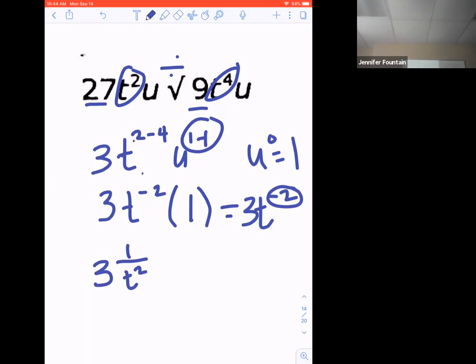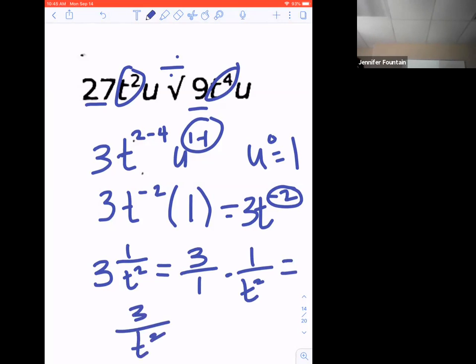But do we have to do that? The only time you have to do that, listen up please, is if it says to express all answers in positive exponent form. So if my direction said my exponent has to be positive, then that's the same as 3 over 1 times 1 over t squared. So this is actually 3 over t squared, which is writing that with a positive exponent. If the directions say to leave it in positive exponential form, then you do have to take the reciprocal. So you need to know how to do that.